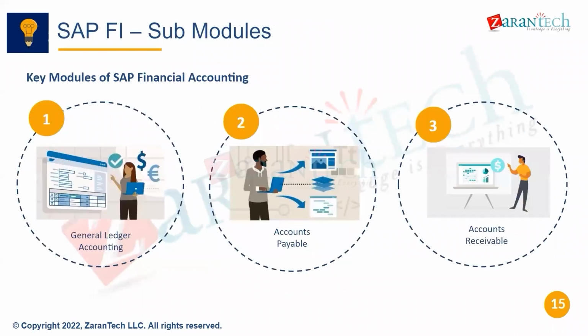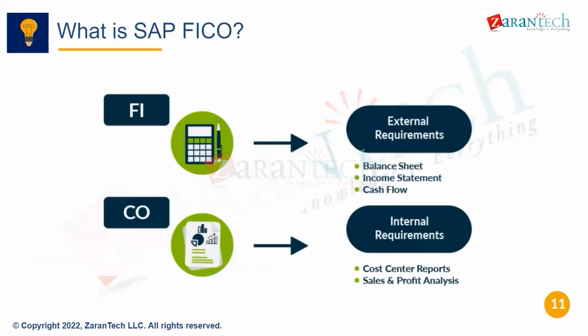Okay, so then we'll start with FICO. FI stands for Financial Accounting, which is for the external requirements, and CO stands for Controlling, which is for the internal requirements. What are the external requirements? Basically, companies registered under the Companies Act have to provide financial statements to external parties, like the securities board and tax authorities.